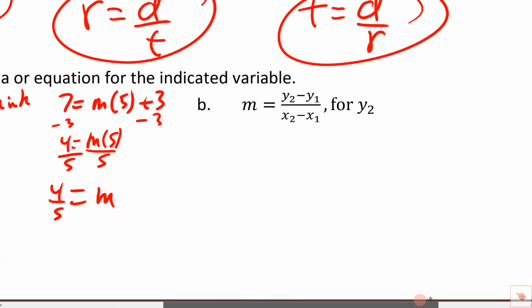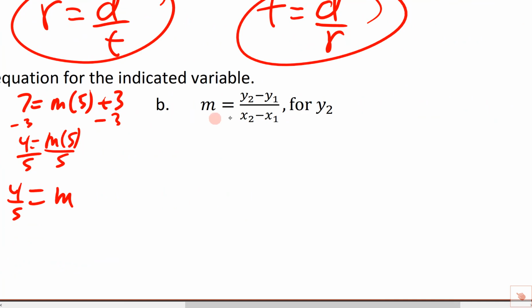And I'm going to come over here and take a look at this right here. So on B it says we want to solve for y2. Well, y2 is this guy right here. So the first thing we notice, and you may remember doing stuff like this, let's go ahead and circle these because that bar right there is a grouping symbol. It groups the top together and the bottom together. So I want to get rid of the bottom. I want to get rid of dividing by x2 minus x1.